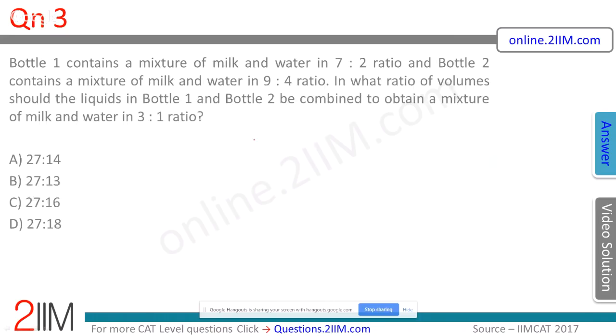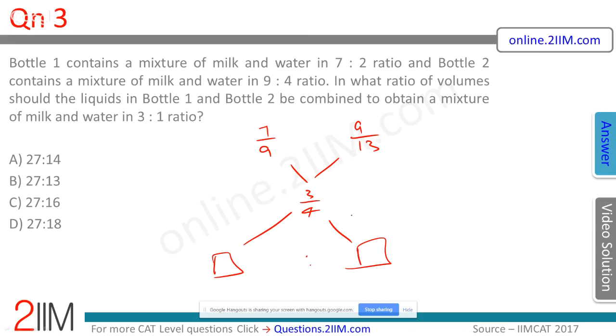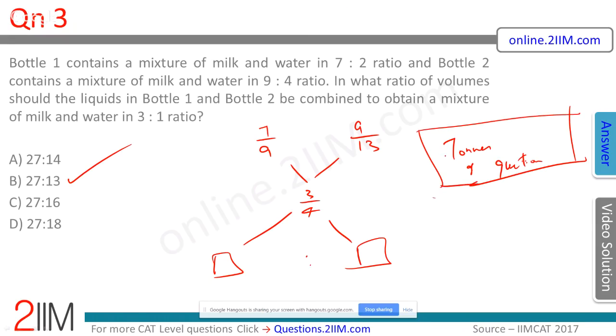A classic question, it's a very straightforward question. We're basically saying 7 by 9 combined with 9 by 13 to give a 3 by 4. An alligation method: subtract this, plonk it here, subtract this, plonk it here, get the ratio, simplify, then you're through. You should have done tons and tons of questions on this. On simple alligation, if you have not done, pick up a book or go to the 2IM online page or go to the online course and drill 25 questions on alligation, you're through. If you've not done that, you should be doing it today. Go to sleep late, it'll pay off.